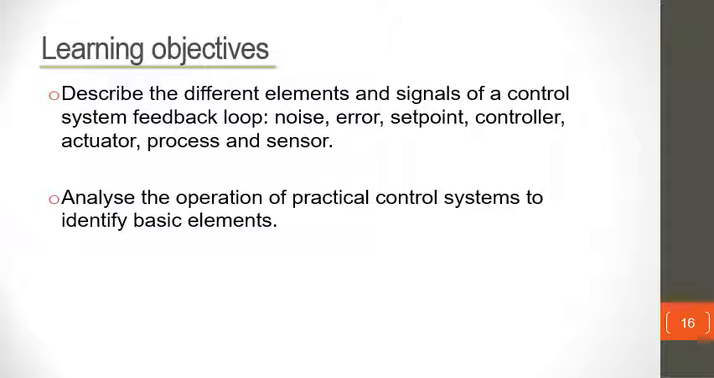Having looked at all of these issues, it's important to also reflect back on the learning objectives of this lecture 0, which is the introduction. By the end of this lecture, you should be able to describe the different elements and signals of a control system: the feedback loop, what measurement noise is, where the error signal is, what the set point is, what would typically constitute a controller, what would be an actuator, the process, and the sensor in a system. You should be able to describe those different elements, given a type of control system.